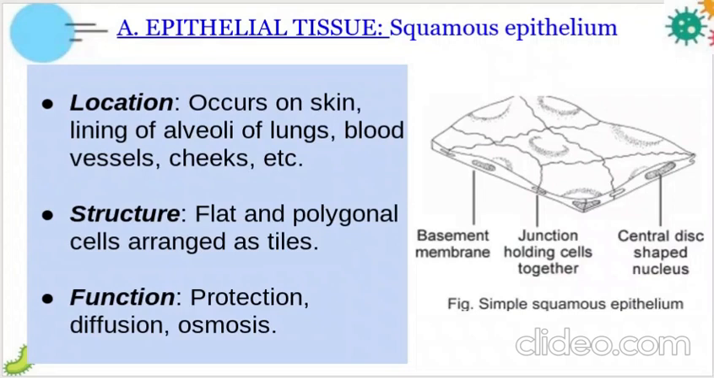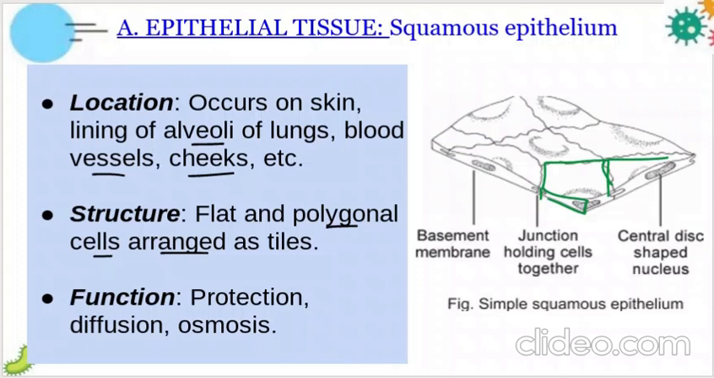Squamous epithelial occurs on the skin, then the lining of the alveoli of the lungs, then blood vessels and cheeks. The inner part of your cheek is made up of squamous epithelial. As for structure, it is flat and polygonal cells arranged as tiles. If you see this picture correctly, can you see it is flat? It's flat in nature. They have different polygonal shapes, and they are fixed like the tiles in your home.